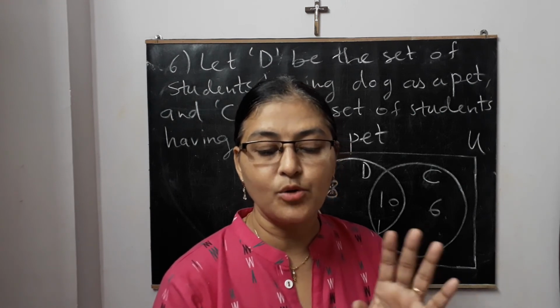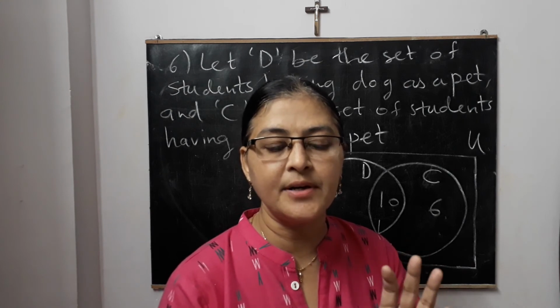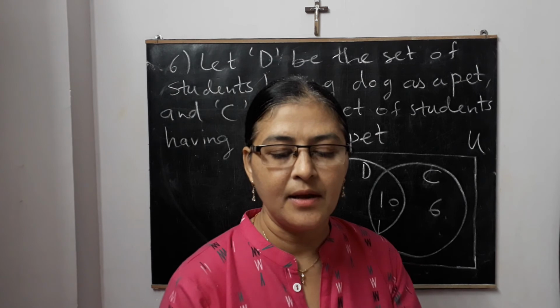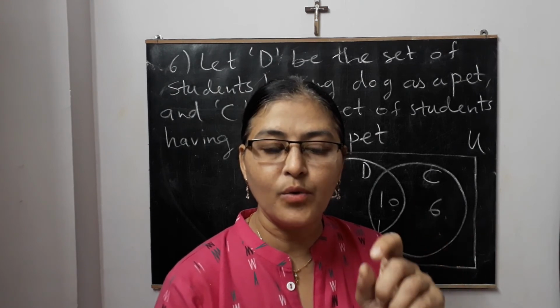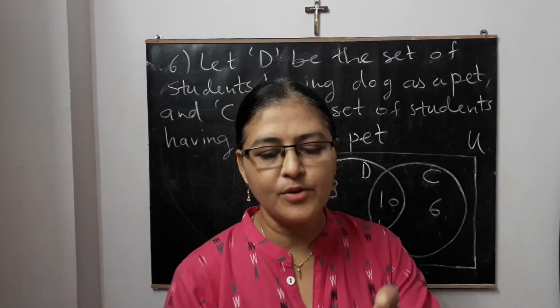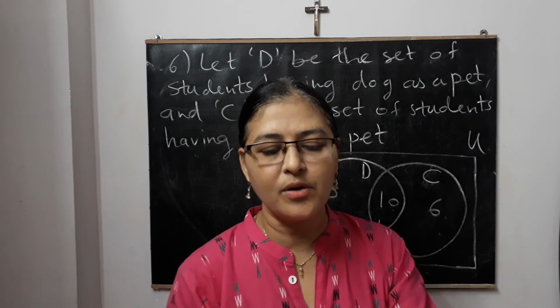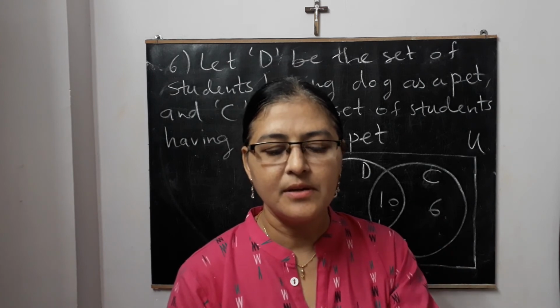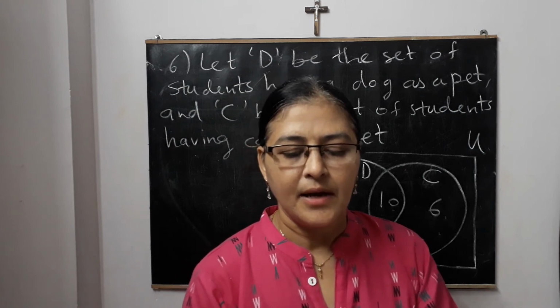Now, 8 out of 28 they have asked. 8 students out of 28 have a dog as their pet animal. So actually it should be 8 students having only a dog. It should be only dog. Okay, make that correction. And 6 students have only a cat as a pet animal, and 10 are having both.